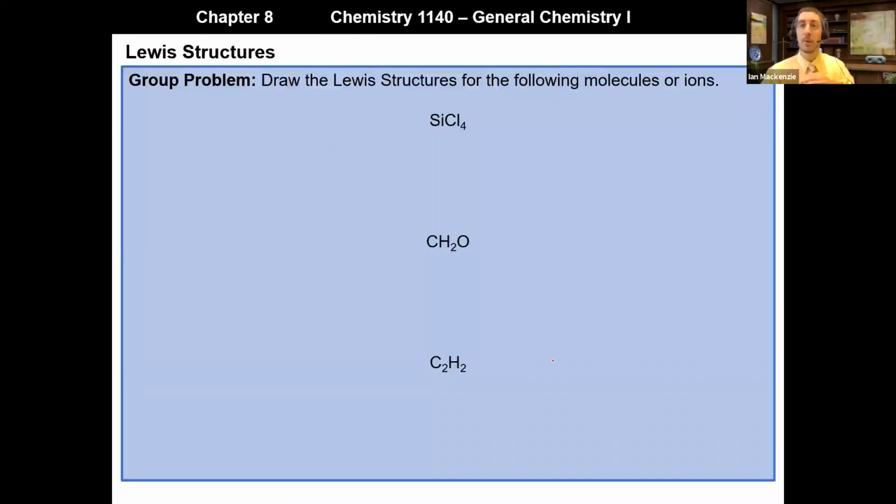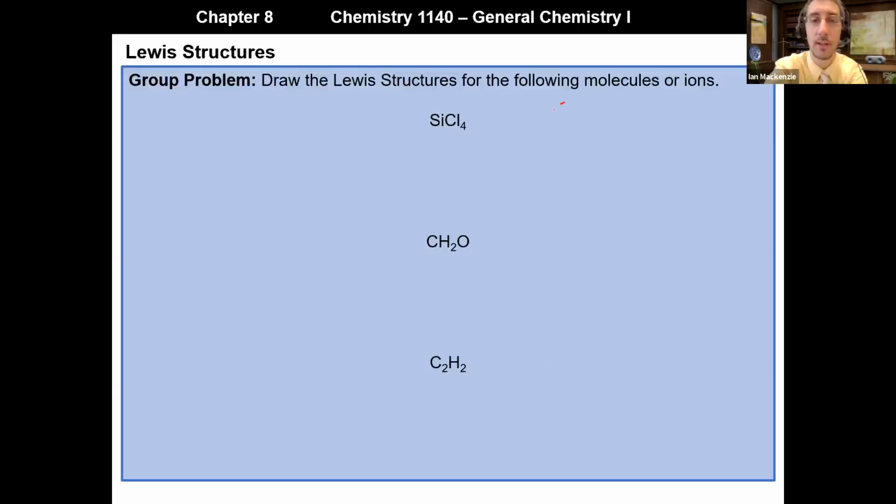Let's do just a couple more examples quickly. So we have here 3 different molecules. We've got silicon tetrachloride, we've got carbon with 2 hydrogens and an oxygen, and we have C2H2. Let's just start at the top here. First rule is to list the total number of valence electrons.